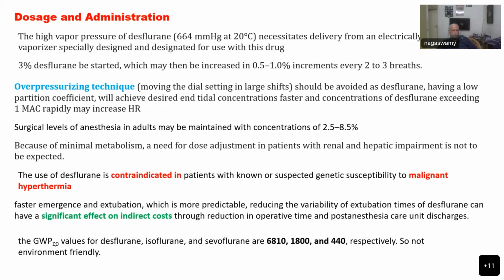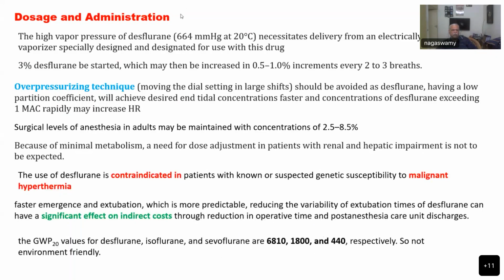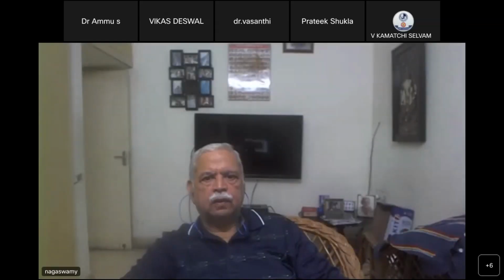The global warming potential, which we saw in our class on environmentally sustainable anesthesia: Desflurane produces the maximum amount of environmental pollution or heat, 6,810 compared to 1,800 for isoflurane and 440 for sevoflurane. So this is not environmentally friendly at all. That is one of the biggest disadvantages of this particular agent. Okay, so I think you can add all these points to your answer, then it will be more complete. Okay.